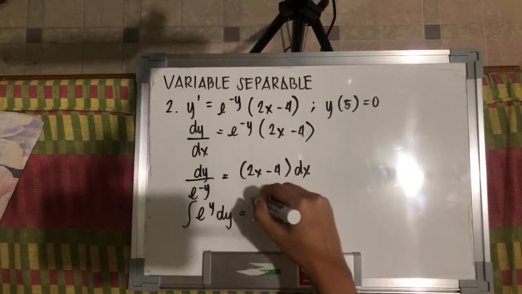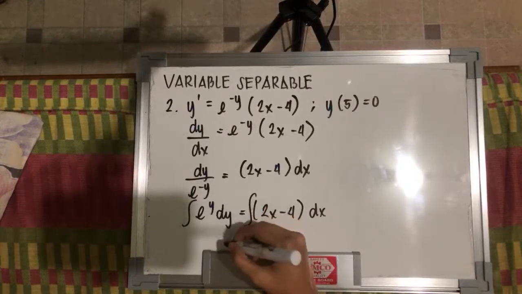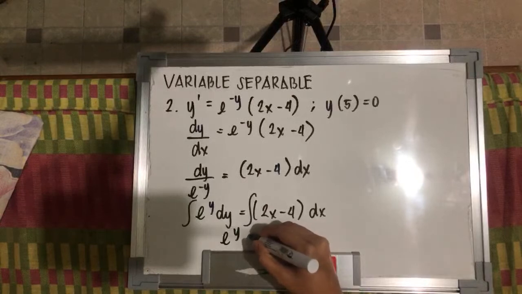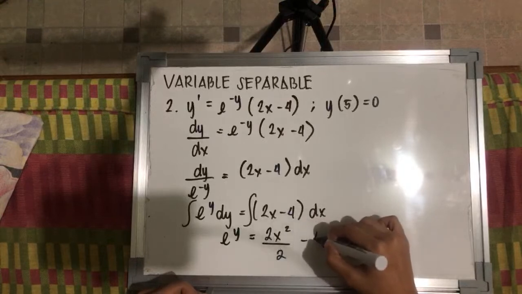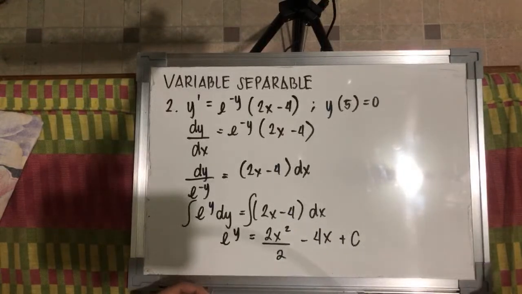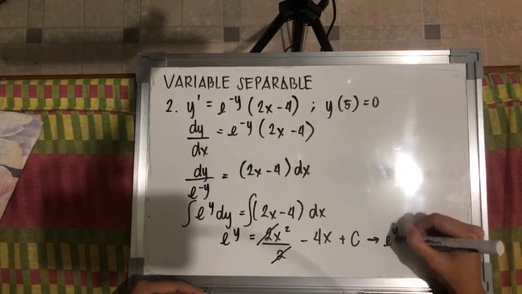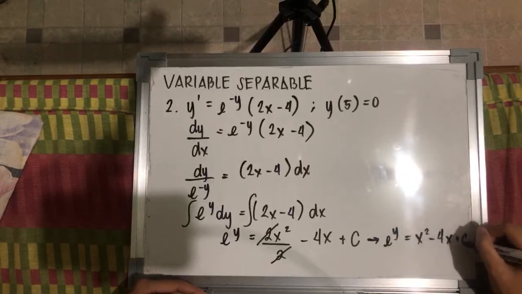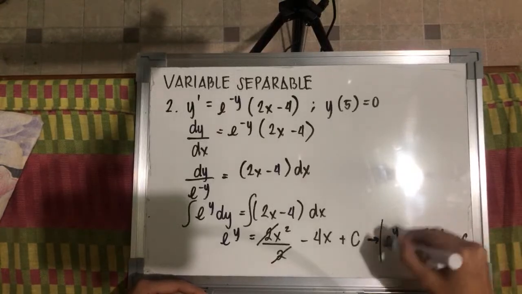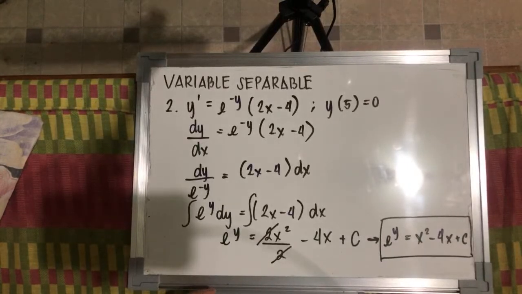So, integrate both sides. Ito magiging e raised to y is equal to 2x squared over 2 minus 4x plus c. Cancel. Ito magiging e raised to y is equal to x squared minus 4x plus c. So, ito na yung general solution natin ulit. Kasi may arbitrary constant pa rin siya.